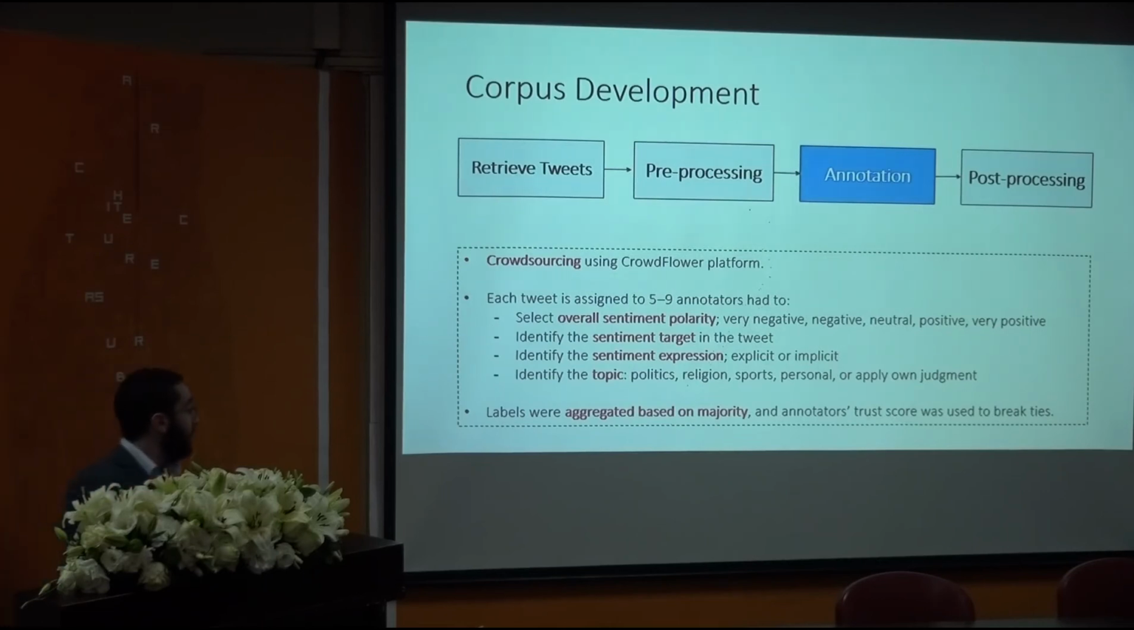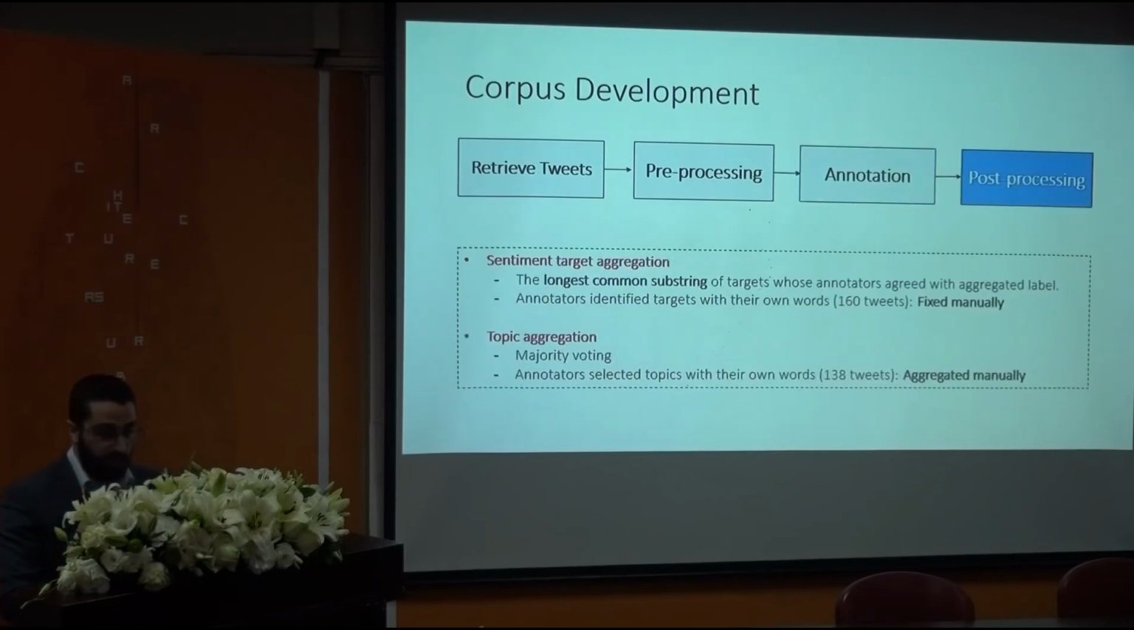Labels were aggregated based on majority, and the annotator's trust score was used to break ties. To assess the quality of this annotation, we manually annotated 183 tweets, which were used to assess the annotators. When annotators had a trust score below 75% on our golden dataset, their annotations were excluded.